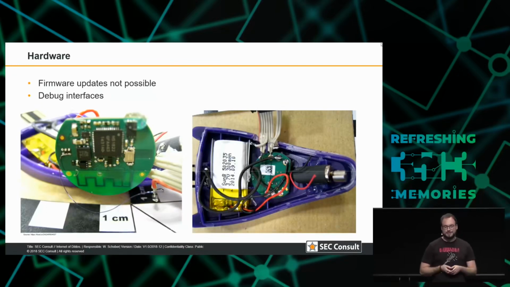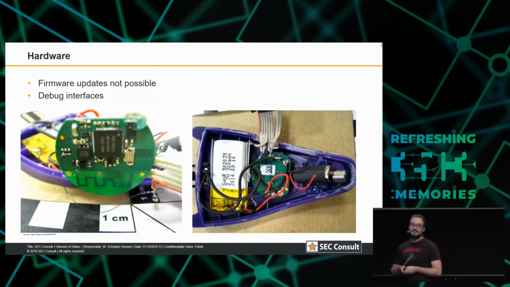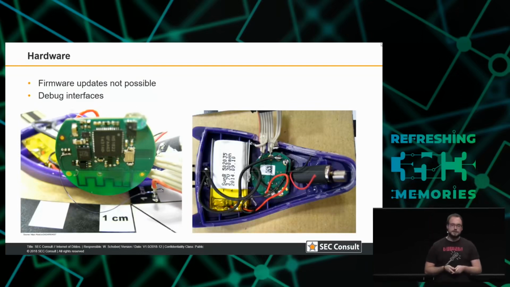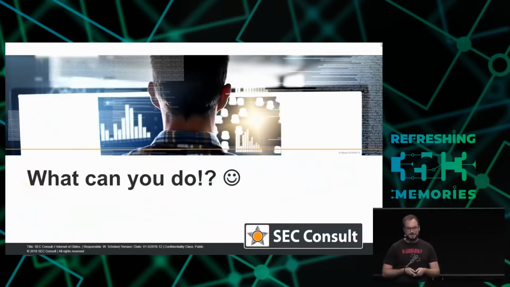And the manufacturer came up with the idea that the end users can send in their smart sex toys to do a firmware update. And I'm quite sure that nobody is sending in their used devices to conduct a firmware update. And the other problems are debug interfaces. They just forgot to remove or deactivate their serial interfaces on the sex toys. It's just really easy to extract the firmware and do a little bit more research on the firmware.